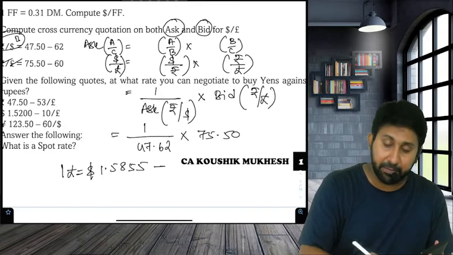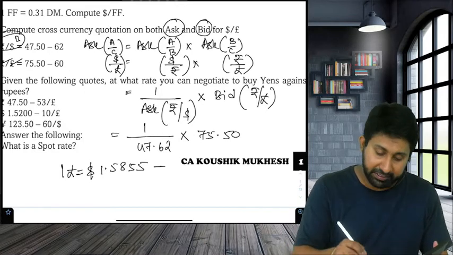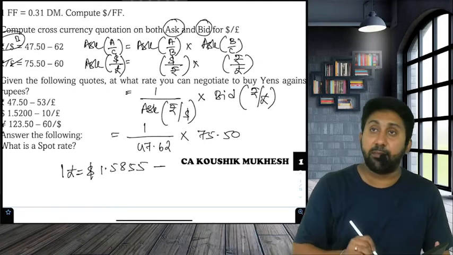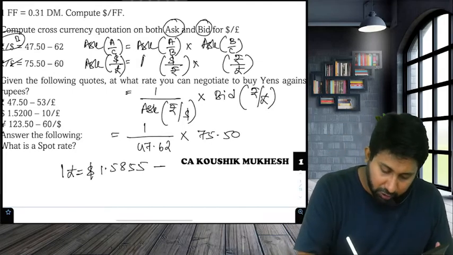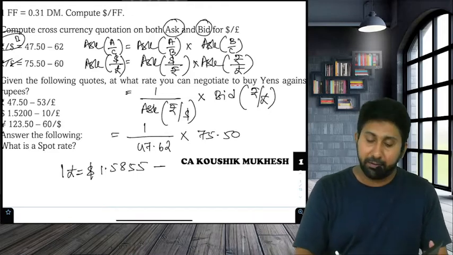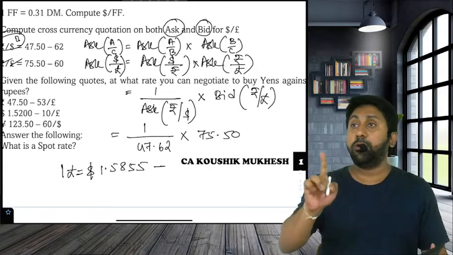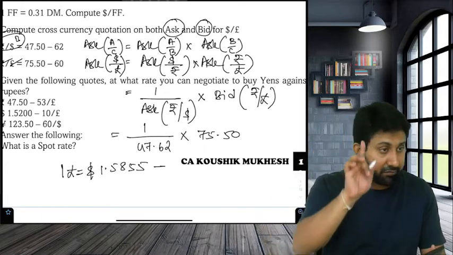Ask of A by C equal to ask of A by B into ask of B by C. Means ask of A by B means dollar by rupee, A by C means dollar by pound. So ask of dollar by rupee into ask of rupee by pound. You have to write notations clearly in exam. Ask of, you write, then that half mark will come.